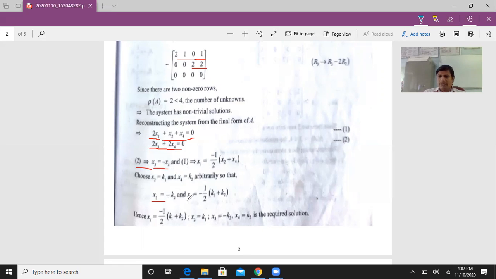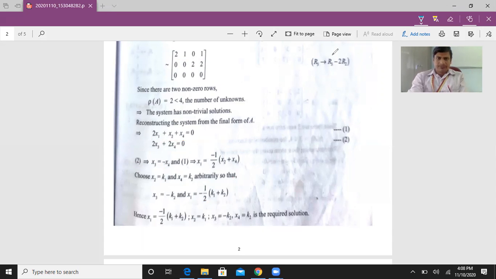Then x1 is minus 1 by 2. Then what is the x2 value? That is k1, and x4 is k2. Therefore x1 is minus 1 by 2, x1 plus x2. Okay. After that, hence x1 equal to minus 1 by 2 (k1 plus k2), x2 equal to k1, x3 equal to minus k2, x4 equal to k2 is the required solution. Okay. This is the second example.